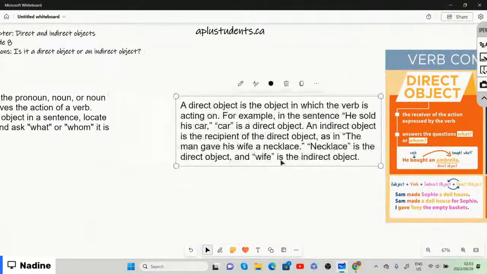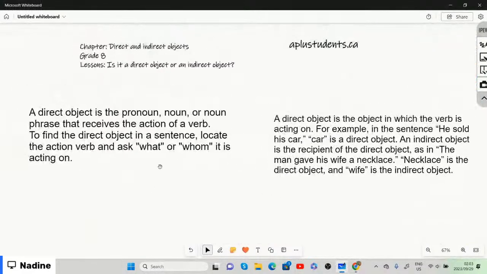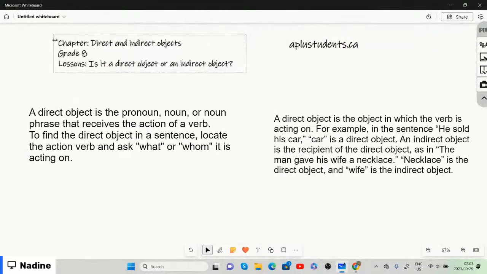All right, so today we will be doing our grade 8 English lesson on direct and indirect objects.